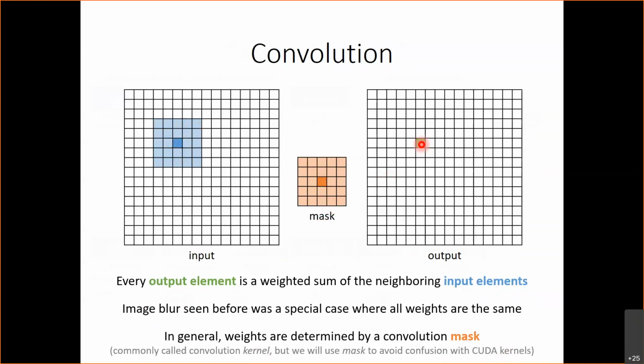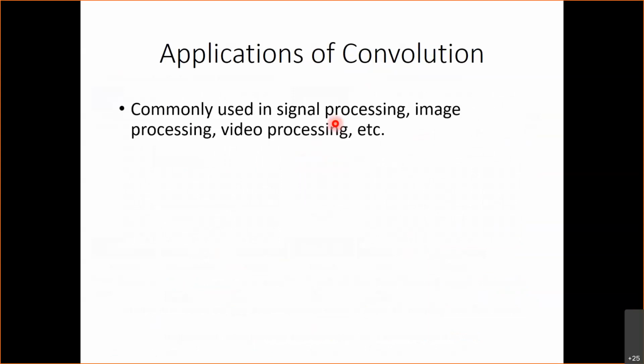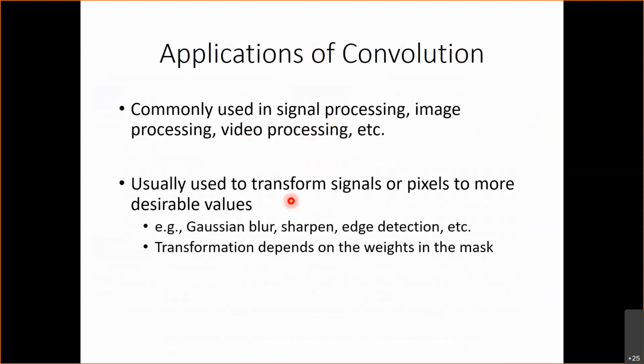So where is convolution useful? Well, convolution, it turns out, has many applications. It's commonly used in signal processing, image processing, video processing, and it's usually used to transform signals. These could be one-dimensional signals or pixels, like in images. So these could be 2D, into more desirable values.